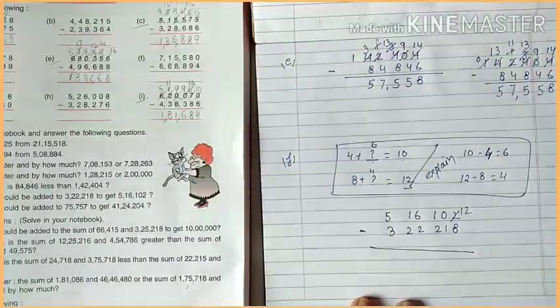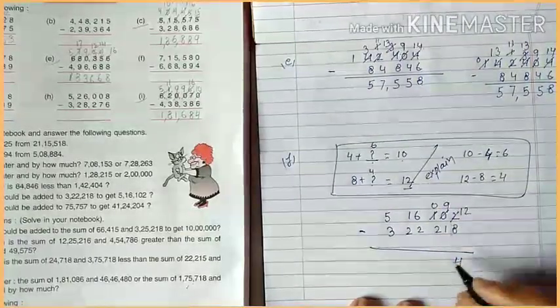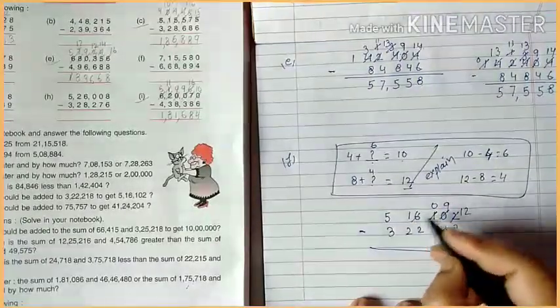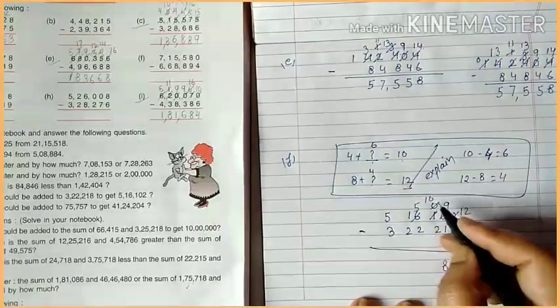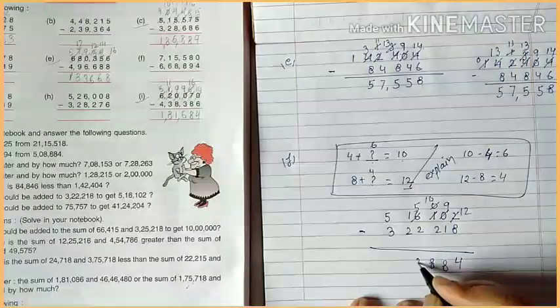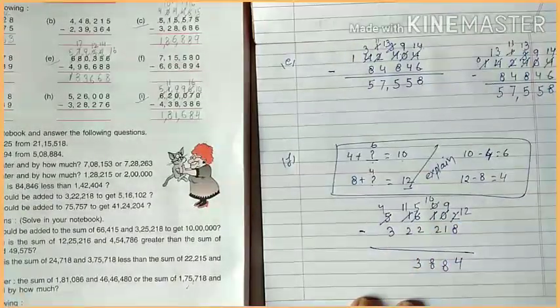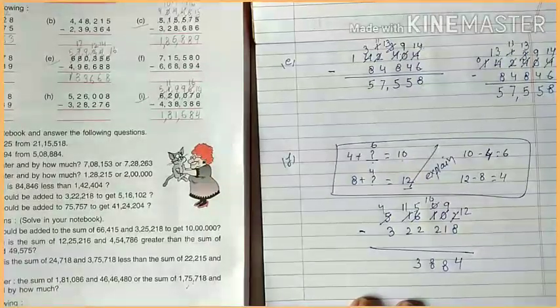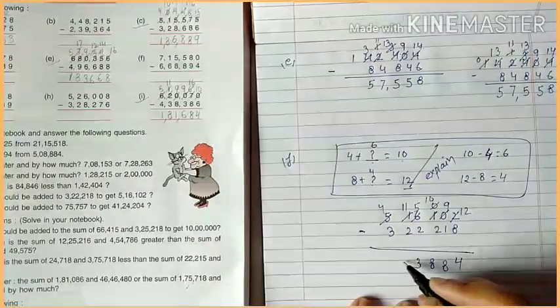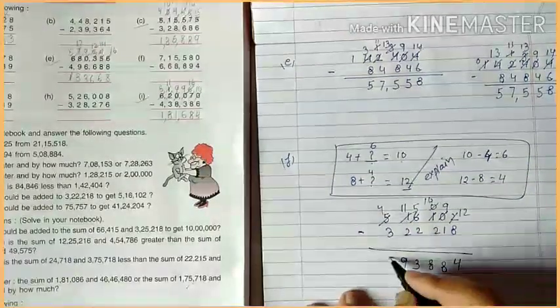12 minus 8 is 4, this is 9, this is 0. 9 minus 1 is 8, this is 10, this is 5. 10 minus 2 is 8, 5 minus 2 is 3, this is 11 and this is 4. 11 minus 2 is how much? 9. 4 minus 3 is 1.